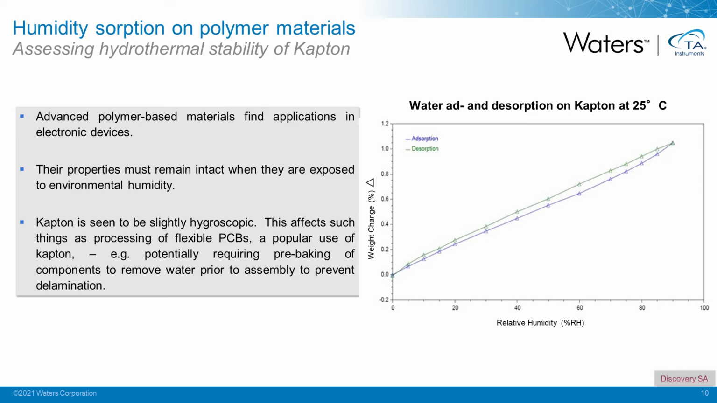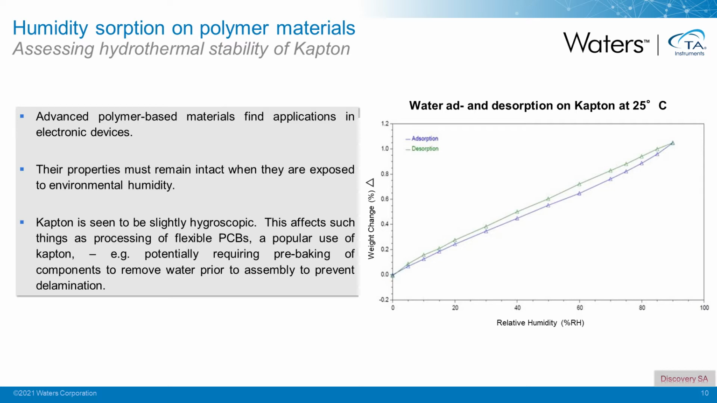So the first piece of data here is from the Discovery SA. You can see we're plotting weight change versus relative humidity. This is on a polyimide called Kapton, and we're doing the experiment at 25 degrees Celsius, stepping humidity at 5% intervals. So this is the sorption isotherm, which is derived from the stepped humidity experiment. The blue curve, as the legend indicates, is the adsorption, where we're stepping humidity up, and the green curve is the desorption, where we step humidity back down.